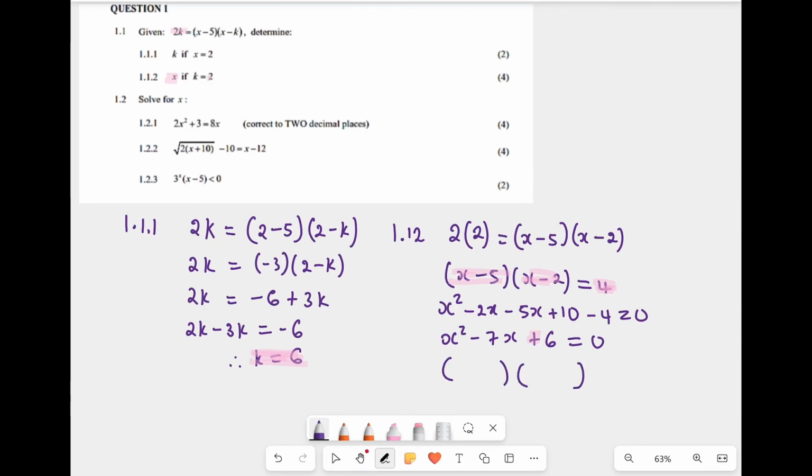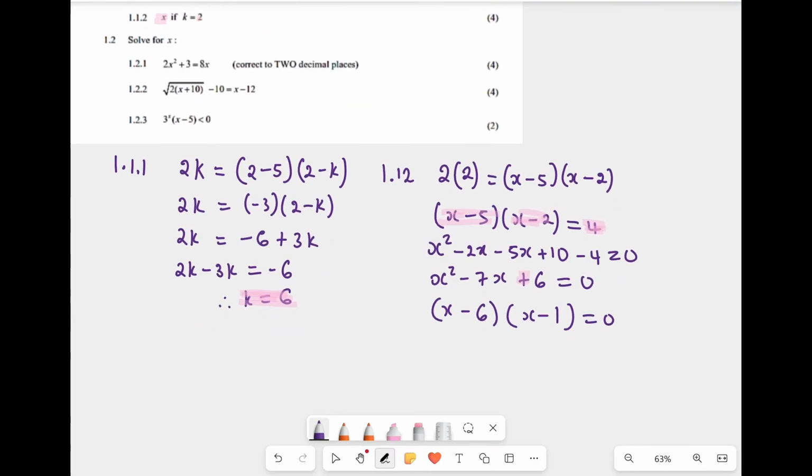So I will have x and x, 6 and 1. So the signs are the same as the middle term, so it's minus and minus. So we have, therefore, x is equal to 6, or x is equal to 1. So x is equal to 6, or x is equal to 1. And then we are done with 1.1 and 1.2.